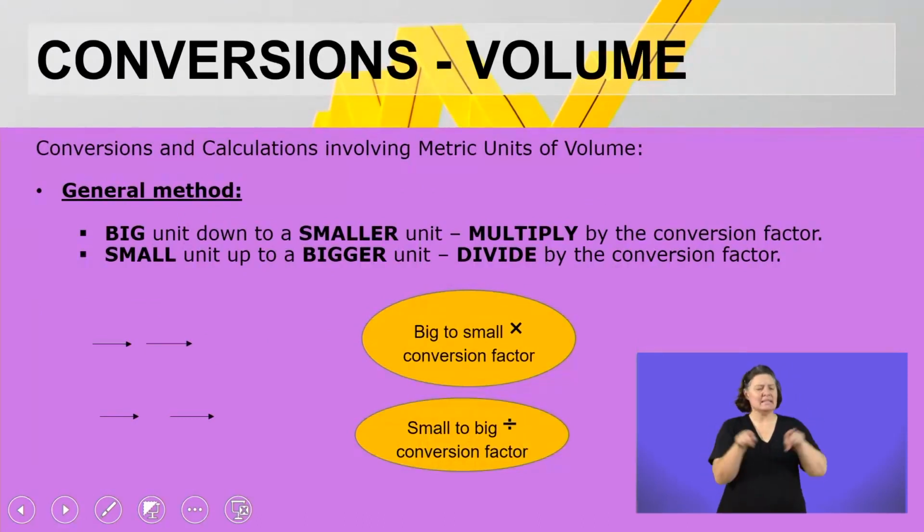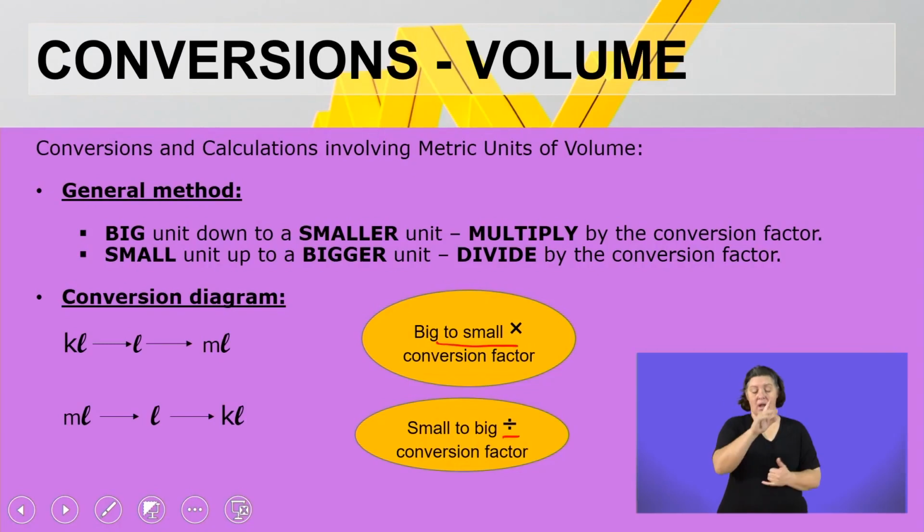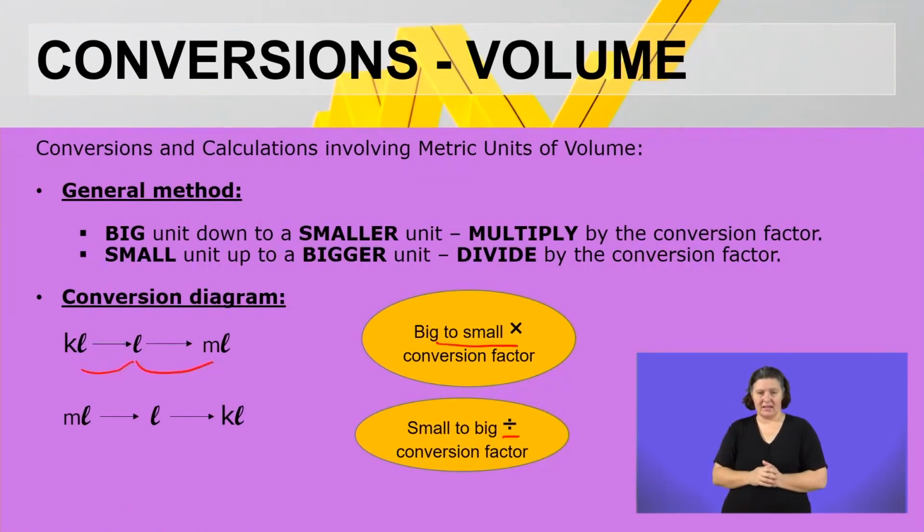Now, the same principle applies here. Going from big to small, we will multiply. I indicate that on top as well. And when we convert from small to big, we will divide by the conversion factor. So what are those factors I'm referring to? From kiloliters to liters to milliliters, that's big to small, so I will multiply. And from milliliters to liters to kiloliters, that's small to big, so I will divide.